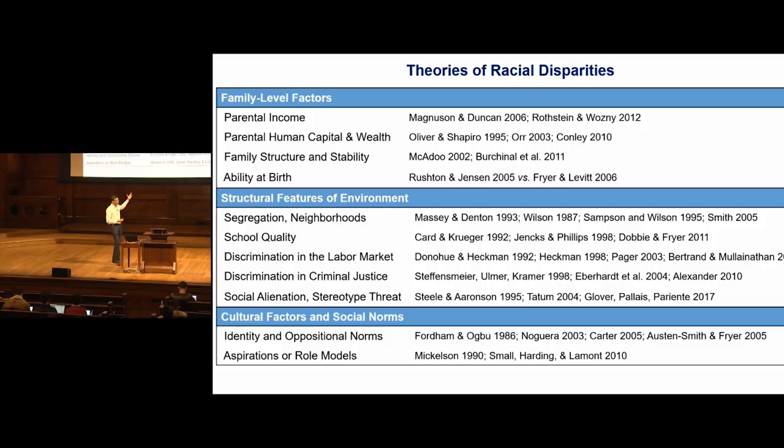Probably the most prominent set of theories are the structural features of the environment. People focus a lot on issues like segregation. Famously, William Julius Wilson here at Harvard has some really influential work arguing that the segregation of American cities by race is very detrimental for black kids, and in particular, being isolated from where the good jobs are might be very problematic for black Americans.